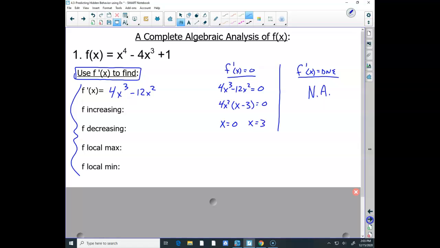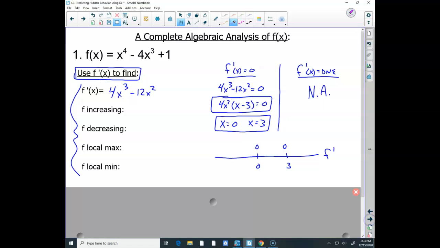Okay? So what I'm going to do to check, these are potential maxes and mins. Potential maxes and mins. I need to check these on my f prime line. And I'm going to put my 0 here. I'm going to put my 3 here because I know those are 0. All right? So then what I'm going to do is I'm going to check, when is this thing increasing and decreasing? Well, here is the function I'm going to look at to find out my signs.